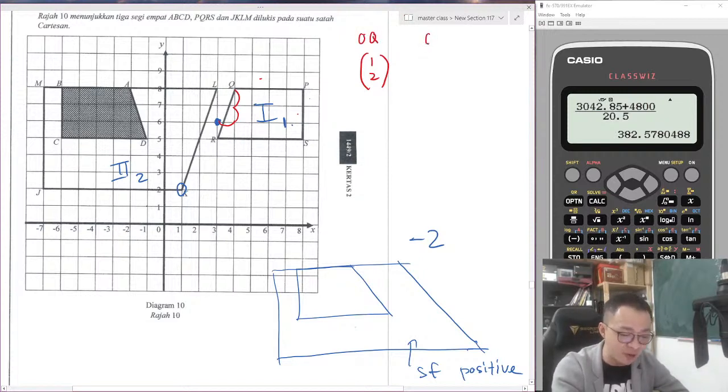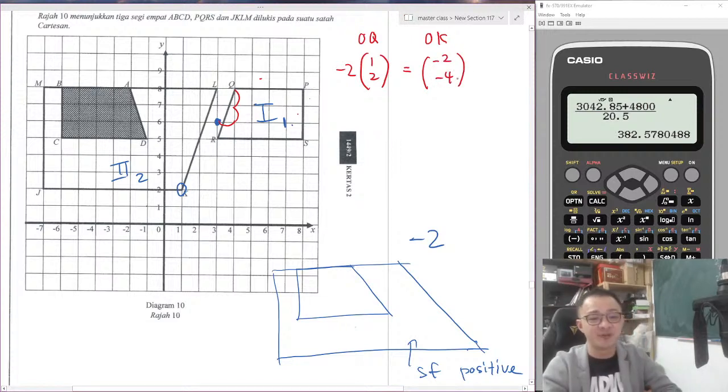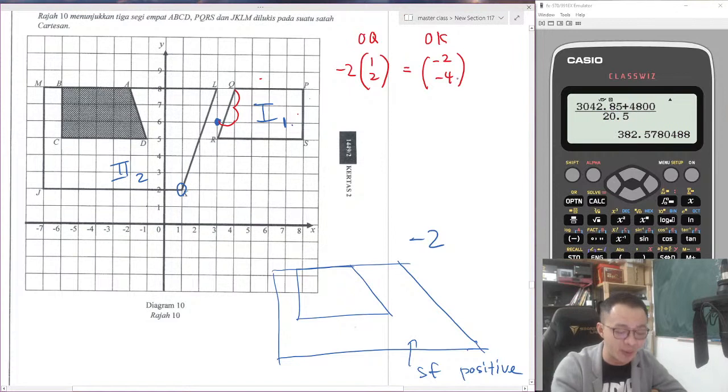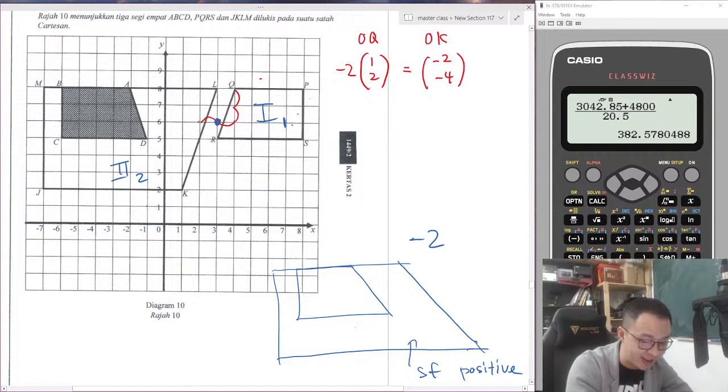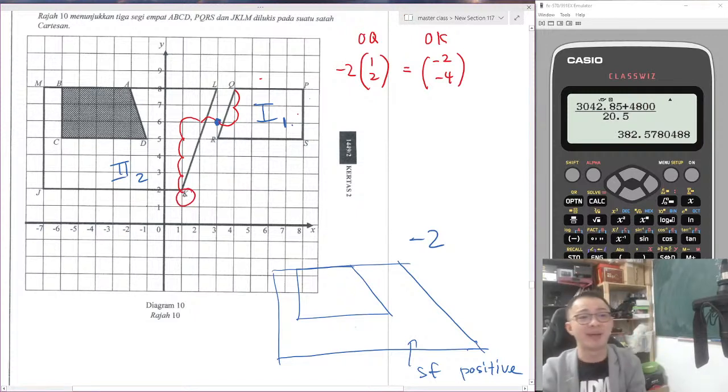Right now, if I want to go from center point O to K, because K will be the image of Q, and I know the skew factor is -2, what I will do is multiply by -2 here. If I multiply -2 for this translation, I will get -2, -4. It's from O to K. O will be my center point. So -2 means I go 2 units to the left hand side. -4 means I go down 4 units. 1, 2, 3, 4. Then I will get my K.